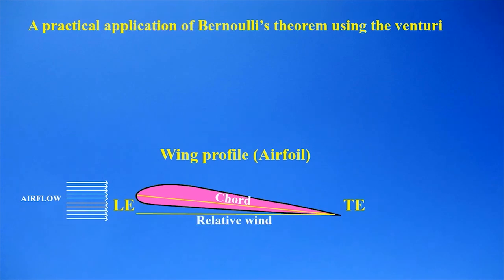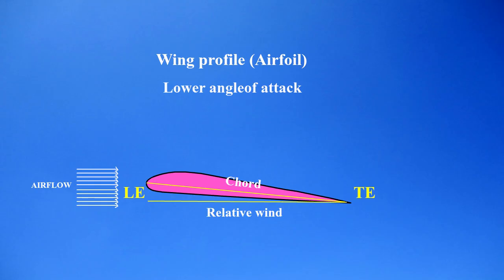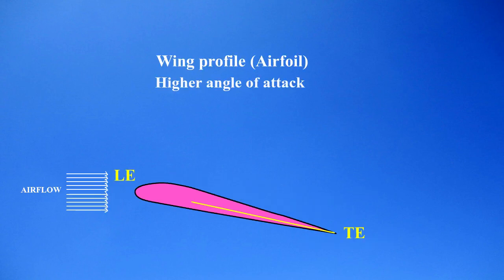The airflow striking the wing is called the relative wind. The angle between the chord and the relative wind is called the angle of attack. Now we will see how angle of attack affects lift. As I explained earlier, the angle of attack is the angle found between the wing chord and the relative wind.